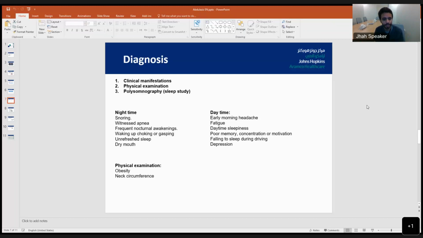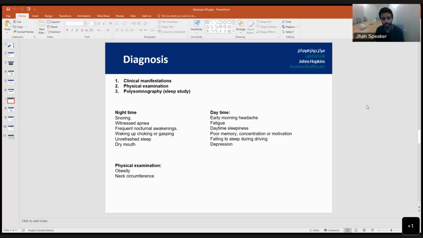Unrefreshing sleep and dry mouth. Dry mouth because the patient is trying to take a breath and the mouth is open. This will cause a dry mouth. And unrefreshing sleep because the patient thinks that he's sleeping very well, but actually during sleeping time, he had many times of arousal and awakenings. So he did not sleep very well for consecutive hours. There are frequent awakenings and frequent arousals during sleep that will affect his sleep cycles and his sleep quality.